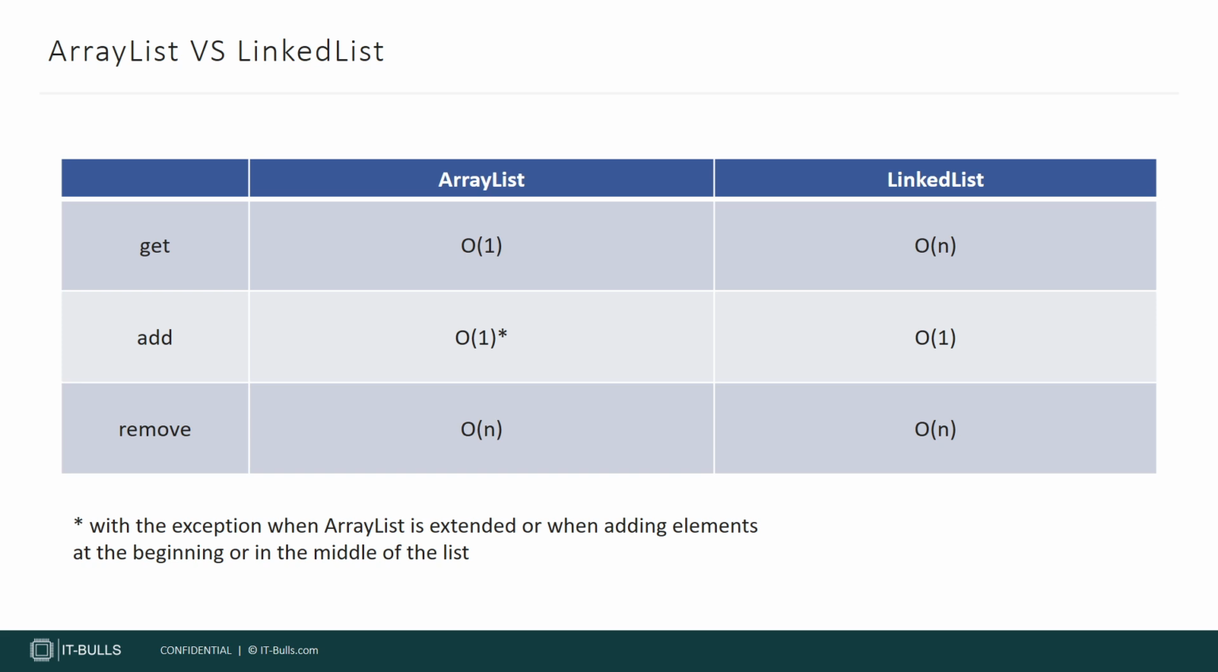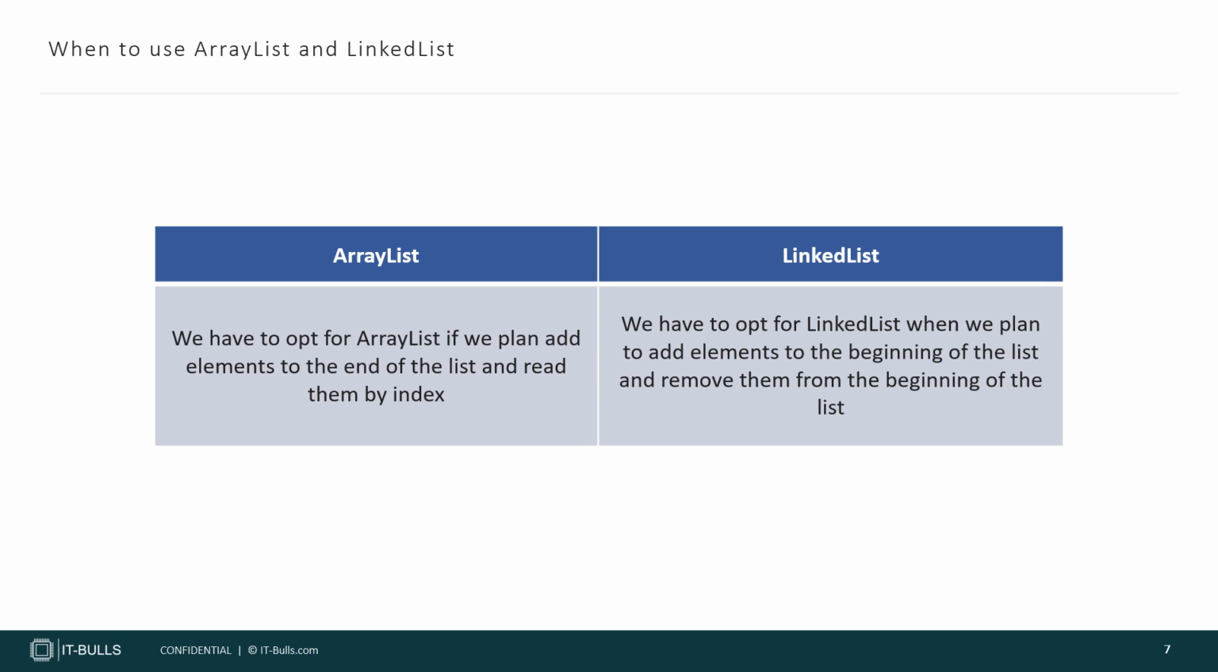Now let's make a conclusion based on these facts. We have to use linked list when we plan to constantly add elements at the beginning or at the end of the list. We also should opt for linked list when we want to remove elements constantly from the beginning of the list. If we plan to use the container to always add elements to the end and read elements from the list, then ArrayList is our choice.